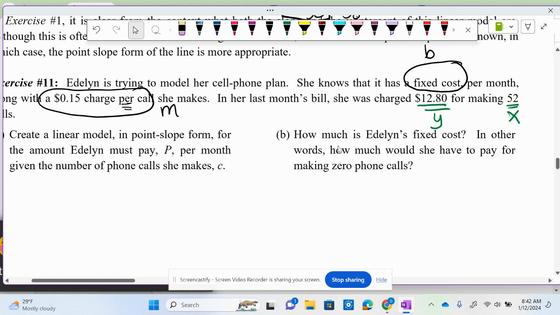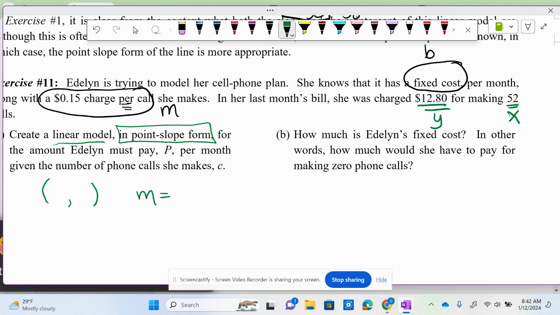Okay. So it says to create a linear model, meaning we're going to write an equation, and we're going to write it in point slope form. If I want to write something in point slope form, that means I need to have some ordered pair and I need to know the slope. Do I have some ordered pair given to me in the word problem and do I know the slope? What's the ordered pair that's given to me? Yeah, 52 and 12.8.